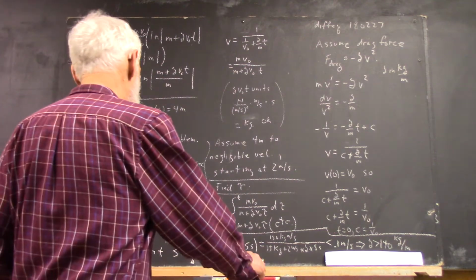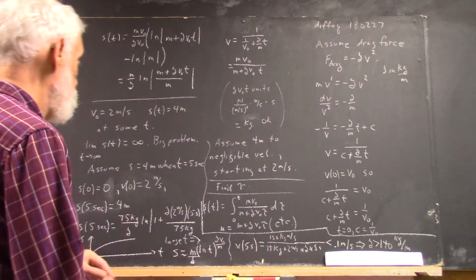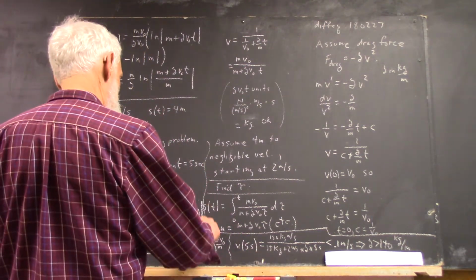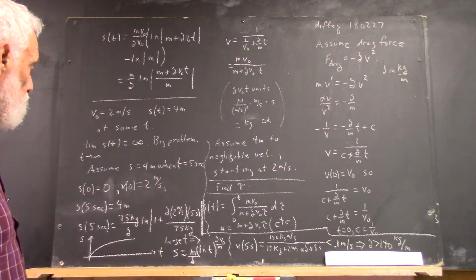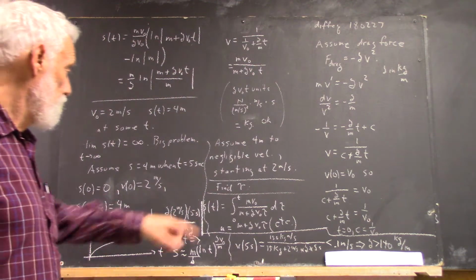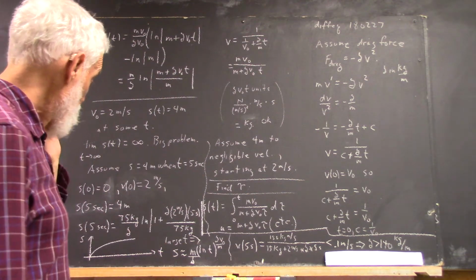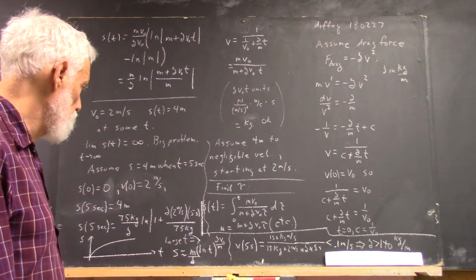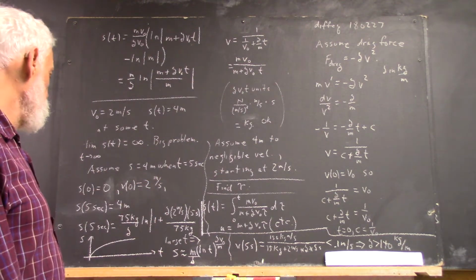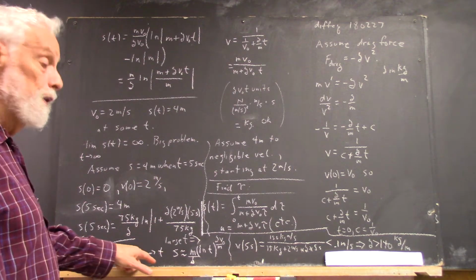So S of 5 seconds with our S of t function, and this is an absolute value sign here, not part of the boundary of this region of the board, gives us this. And we would need to solve this for delta. So how do we solve this for delta? Well, it might be instructive to graph S versus t.